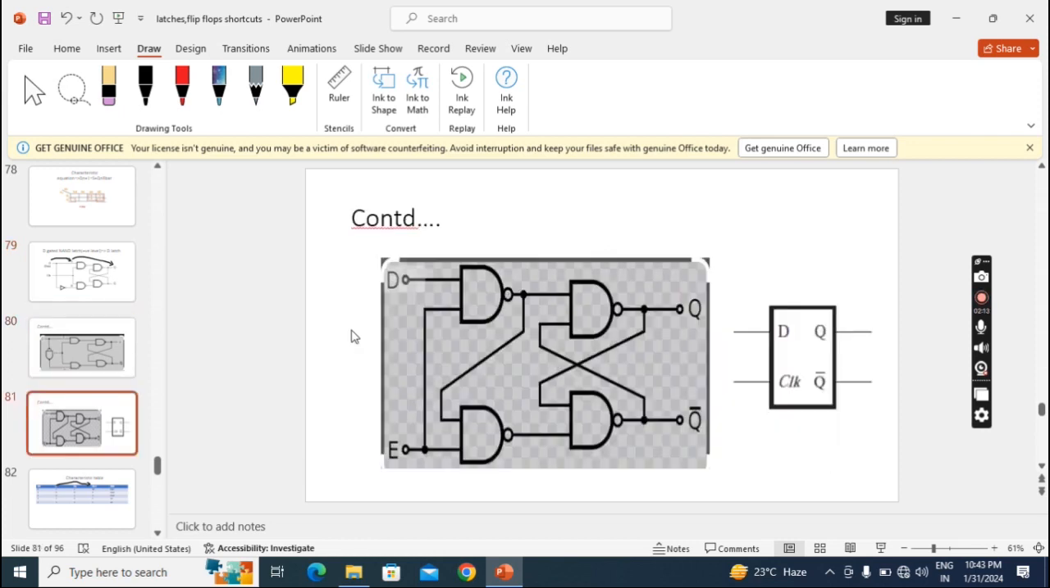So when I apply 0 here, I will get 1. Here I need 1, so that one I am connecting here. So we have no need to use an inverter in this case. This is also the same as the above diagrams. Out of these three diagrams, we can use any. Okay, this is the symbolic representation.